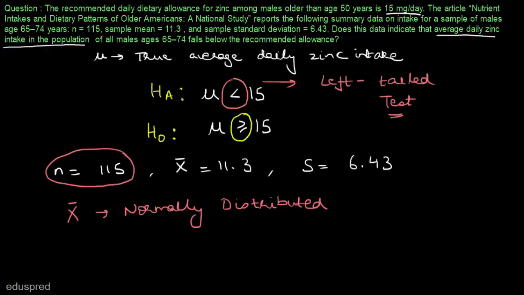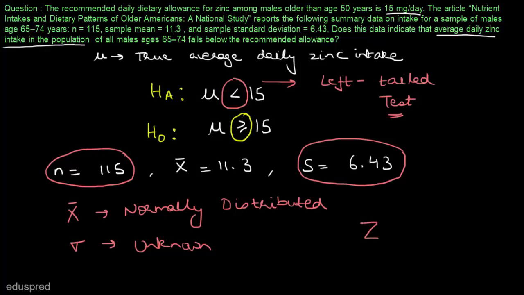Now because x bar is normally distributed, we have to decide whether to use t-test or z-test. Now note that the population standard deviation is not given. So the population standard deviation, which we can denote by sigma, is unknown. What we have is sample standard deviation, which is equal to 6.43. Well, in this case, even though we have no information about the population standard deviation, we can still use z-test. And this is because our sample size is large. And when our sample size is large, the t approaches z only. So that's why we can use the z-test safely.